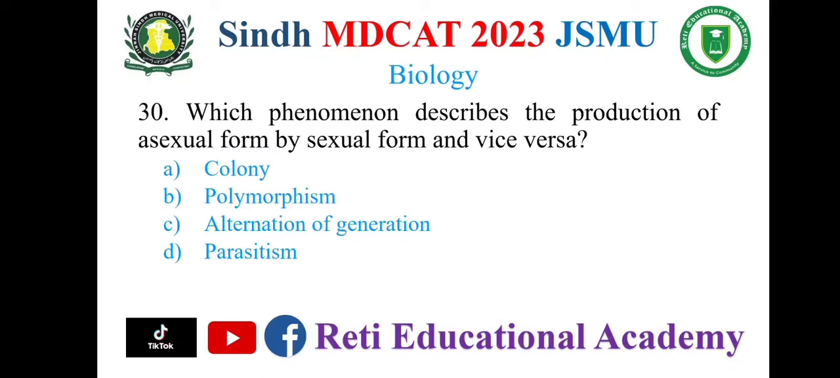Question number 30. Which phenomena describes the production of asexual from a sexual form and vice versa? A. Colony. B. Polymorphism. C. Alternation of generation. D. Parasitism. And the correct option is C.